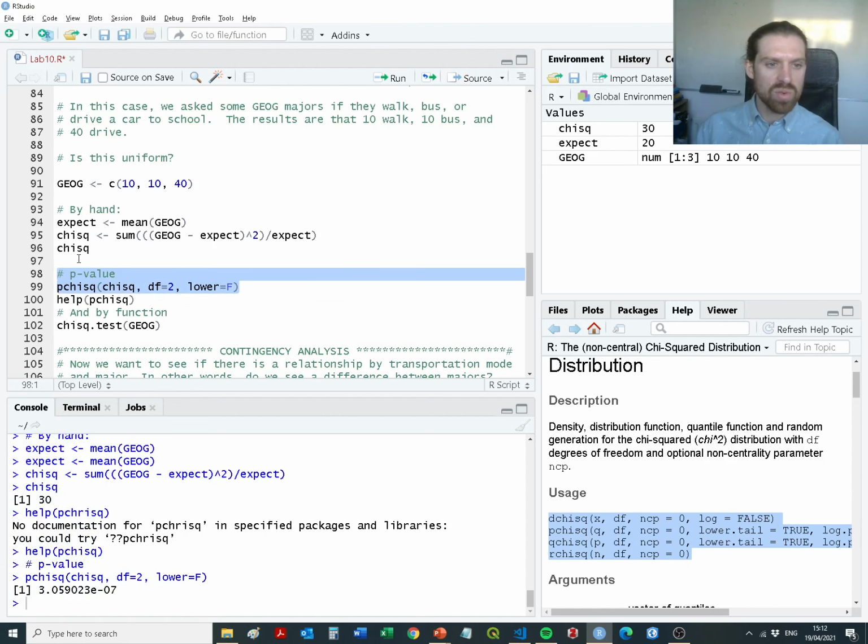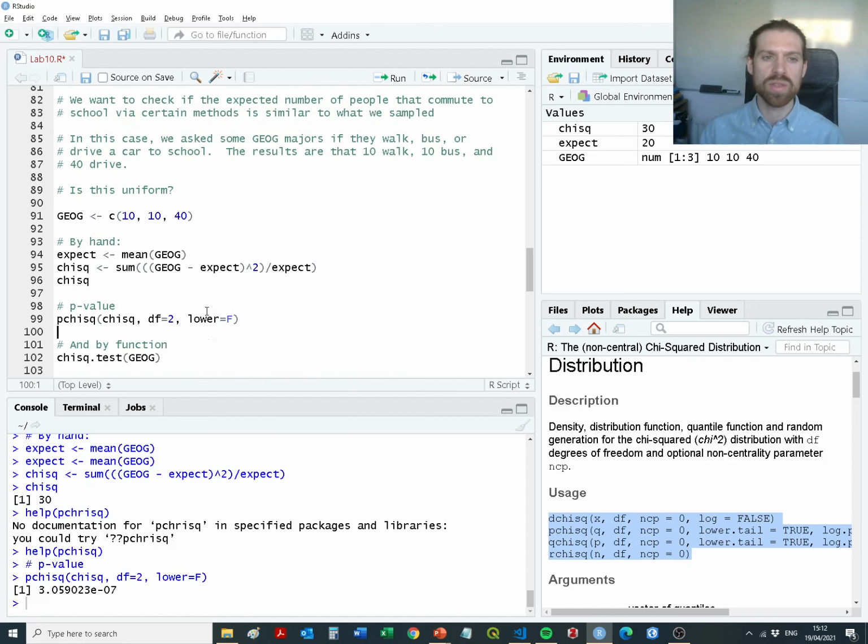When we do that with our chi-squared, we get a very significant p-value. So this is 3.05 times 10 to the minus 7. So this is definitely a significant finding, which indicates that we have enough information at the 95% level in order to reject the null hypothesis and accept the alternative hypothesis.